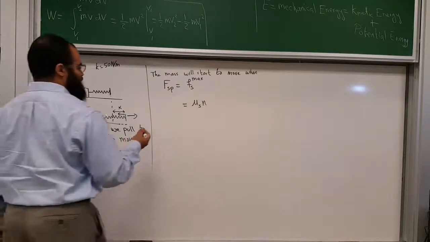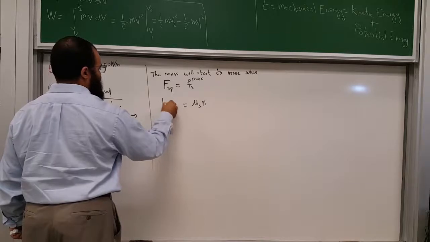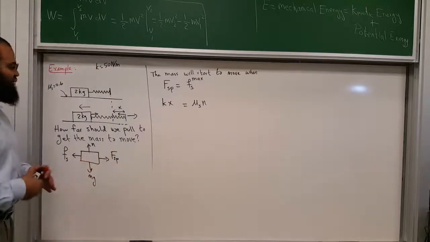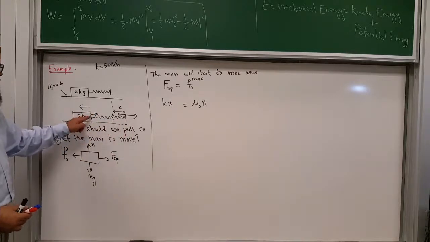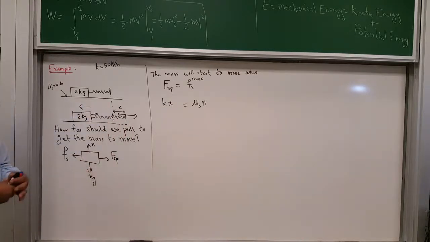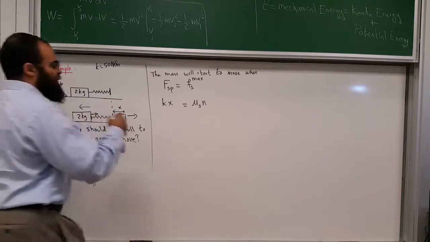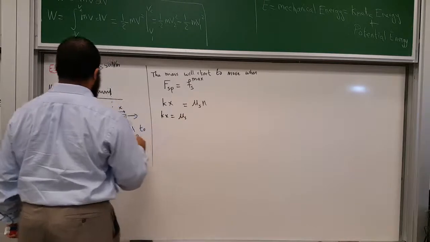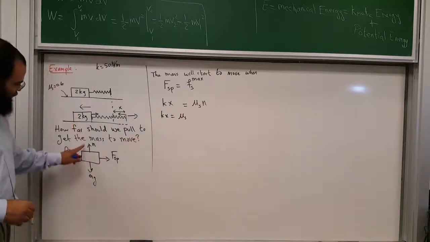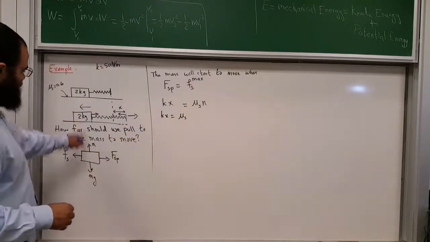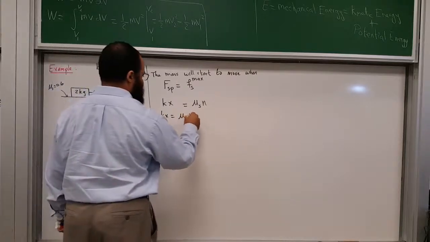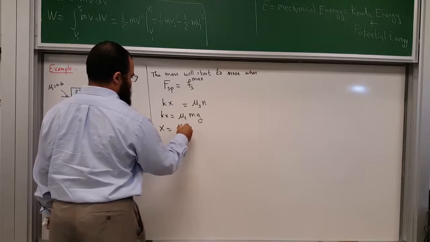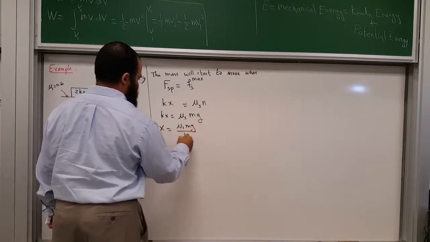So how much is that force? Well, remember, it is equal to kx. You might say, well, we said minus kx earlier. Well, it's minus kx on this end, but here it's to the right, so it's positive kx. Now, I have kx equal to mu s times the normal force. In the y direction, the normal force is simply equal to mg, because there's no motion in the y direction. And so x will equal mu s mg divided by k.